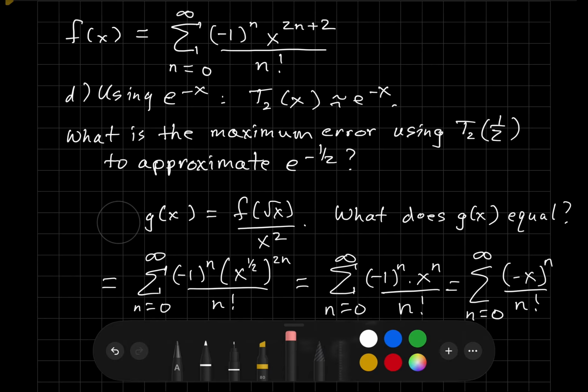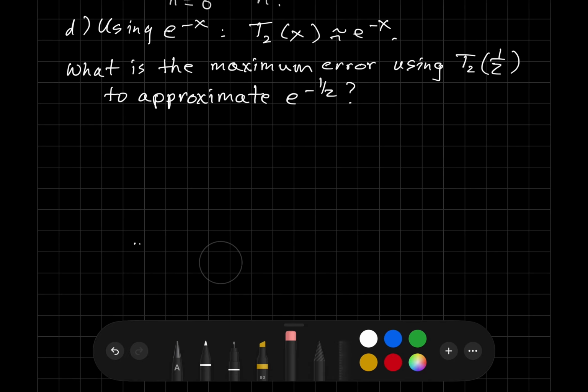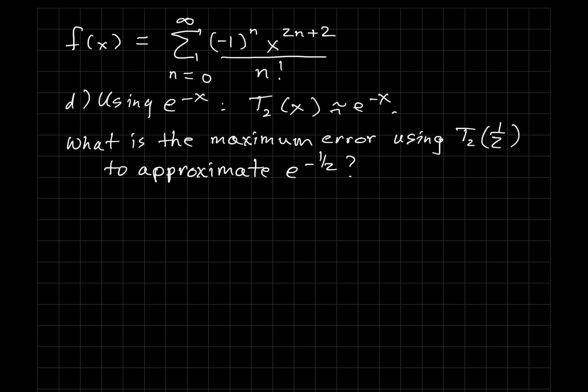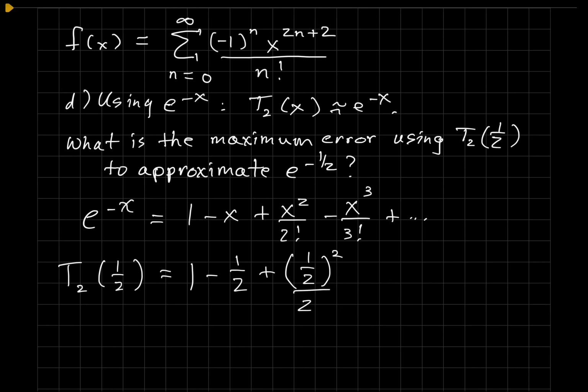So I will get rid of this down here, because I remember we're dealing with e to the negative x. So let me write out e to the negative x, which is 1 minus x plus x squared over 2 factorial minus x cubed over 3 factorial, etc. And then T sub 2 of 1/2 would be 1 minus 1/2 plus 1/2 squared over 2 factorial.